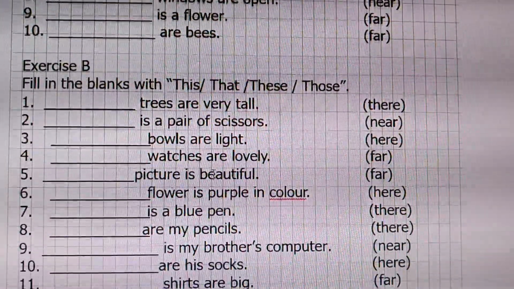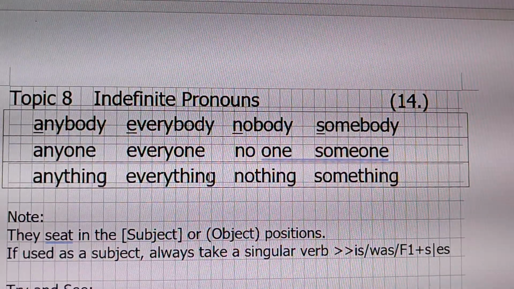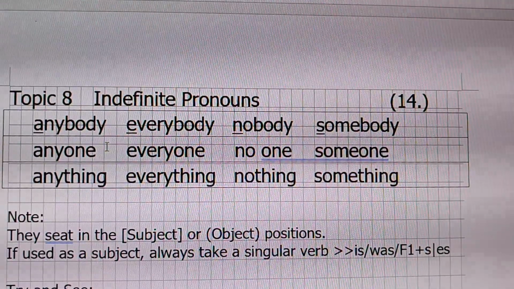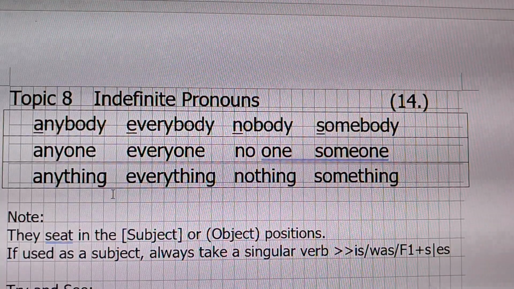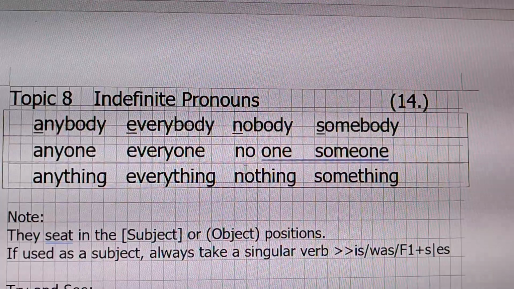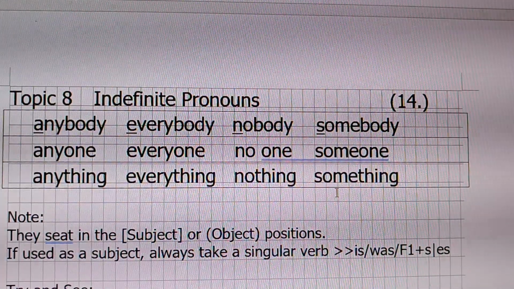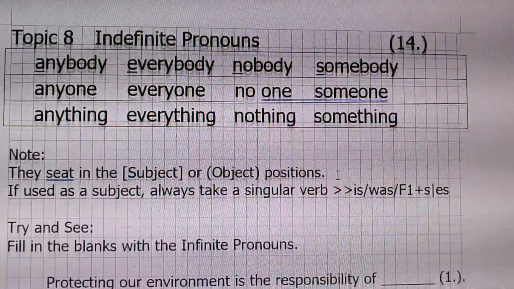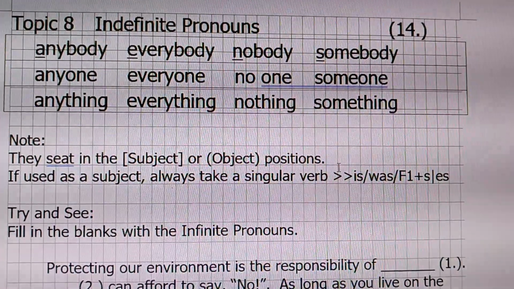So, exercise for practicing. Here, topic 8, indefinite pronouns. Anybody, anyone, anything. Everybody, everyone, everything. Nobody, no one, nothing. No one is two separate words; the rest are compound words. Somebody, someone, something. Remember AENS. Memorize them. Key words, key rules. Memorize them, the best way to help yourself.